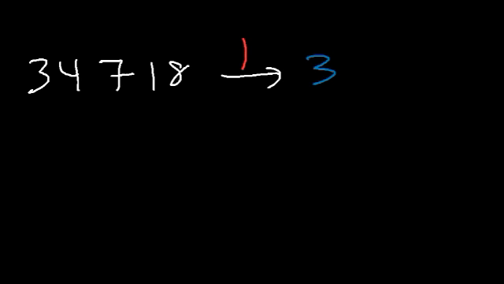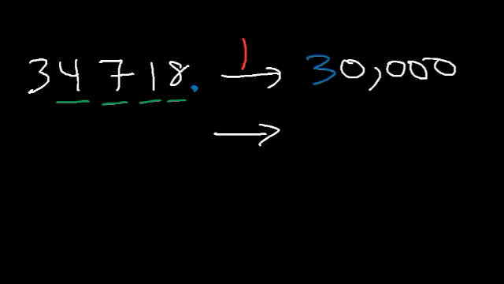So we have our first significant figure. Every other number is going to be 0. So the decimal point is really here. So we need to replace each of these numbers to the left of the decimal point with a 0. So it's going to be 30,000. Now, what if we want to round the same number but to two significant figures?